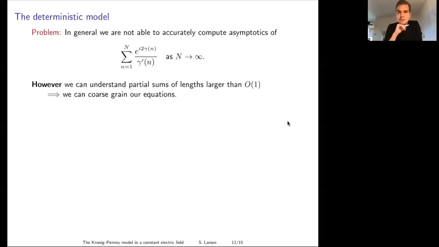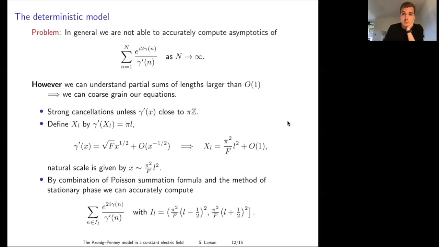So we want to find a scale where we understand these sums. While the scale is naturally set by the phase, in these sums we have strong cancellations unless gamma prime is close to an integer multiple of pi. If gamma prime is close to an integer multiple of pi, then this exponential essentially resonates with the lattice, and we don't have any cancellations, or at least not as strong cancellations. So we define a scale by looking at the points where it's close to a multiple of pi.